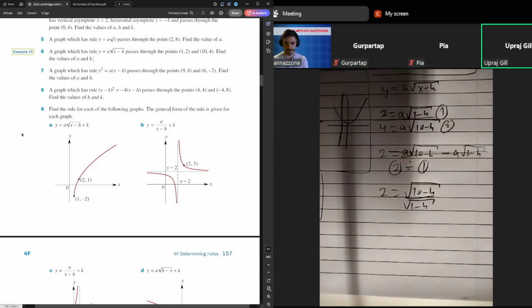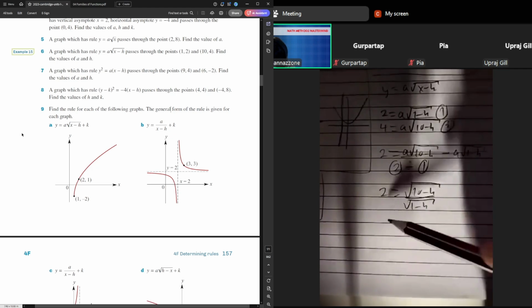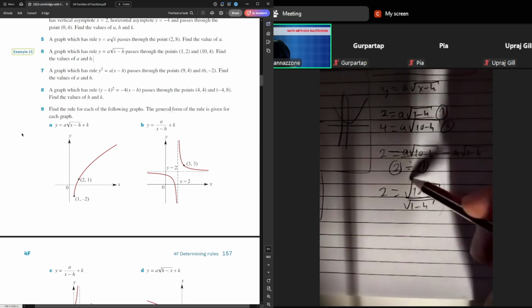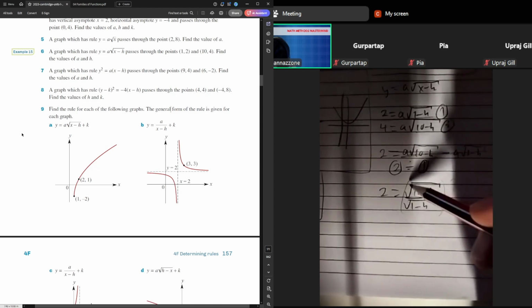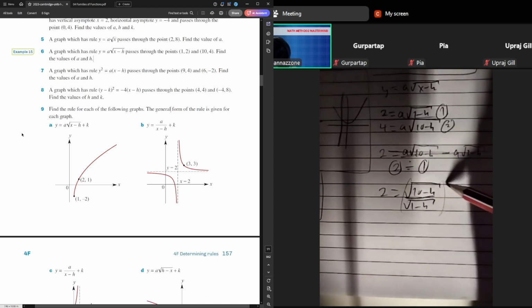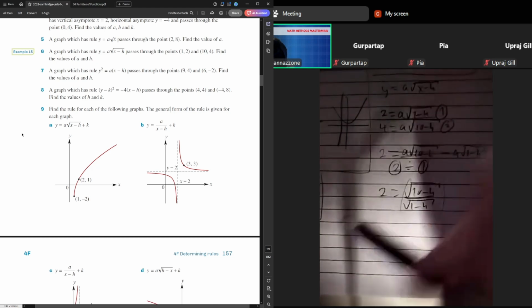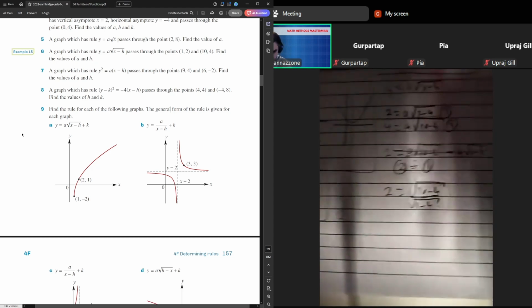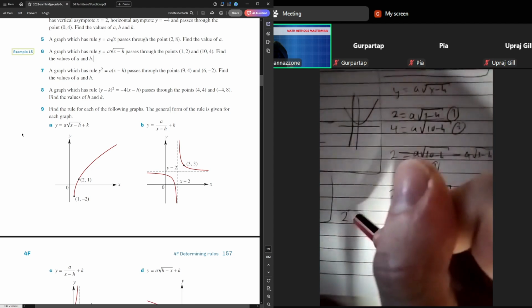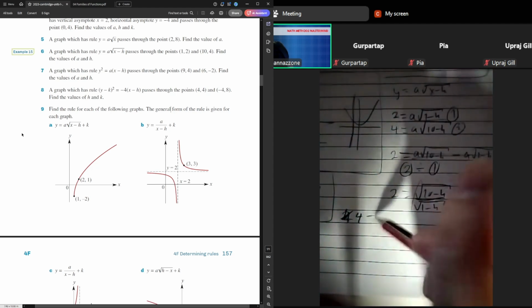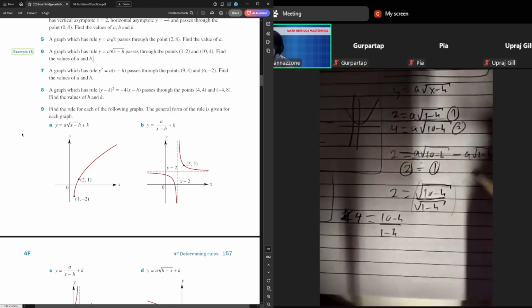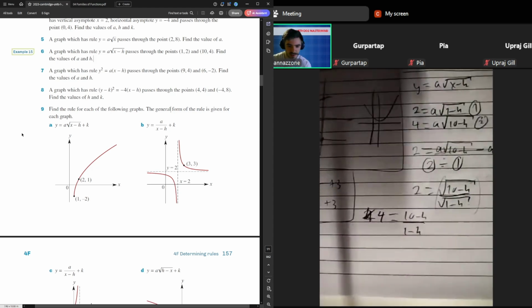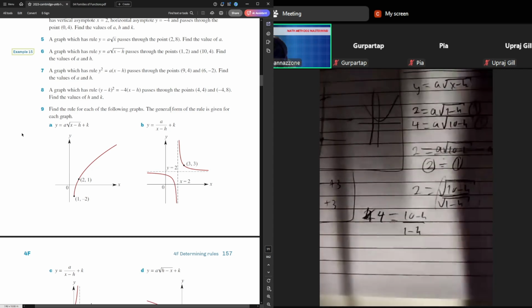Square both sides. Yeah, squaring now is doable for sure. For those who don't know, if you square a set of fractions, you can distribute that square through top and bottom. So yeah, that is a nice way of going about it. So 2 squared is 4, 10 minus h, and then 1 minus h. And well, from here we're just dealing with a linear. So nothing too crazy.